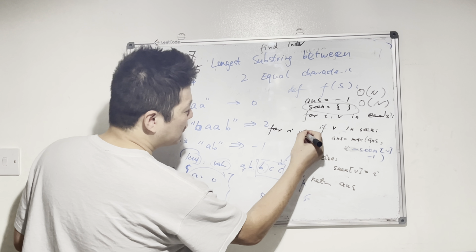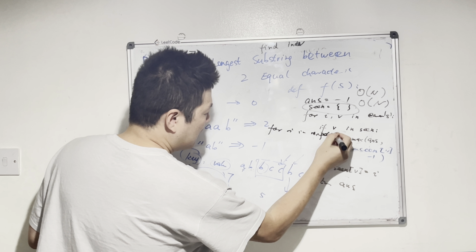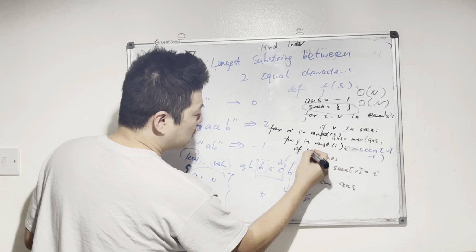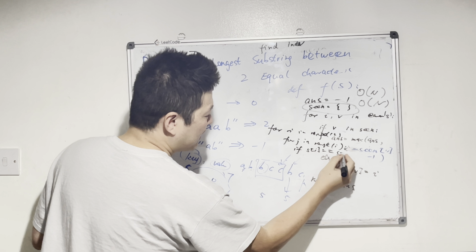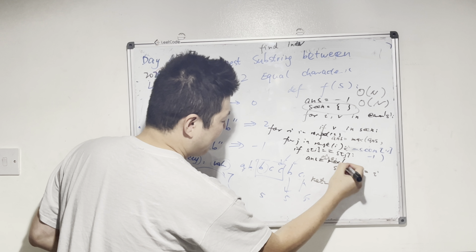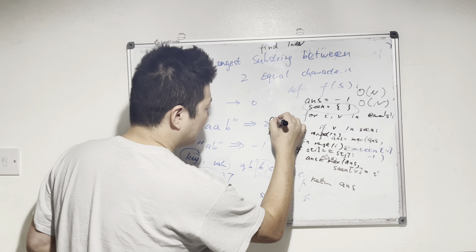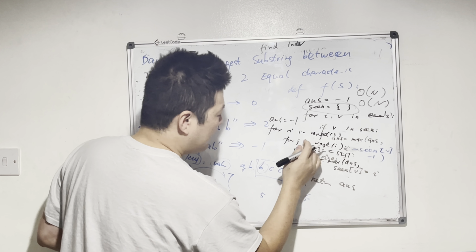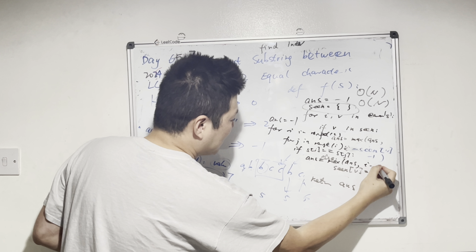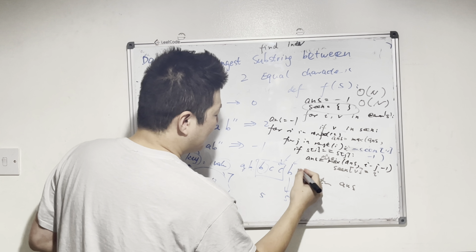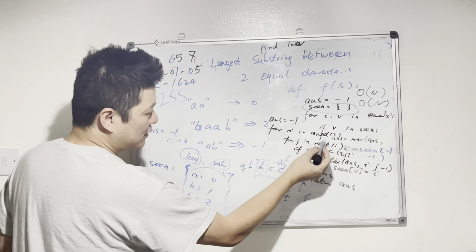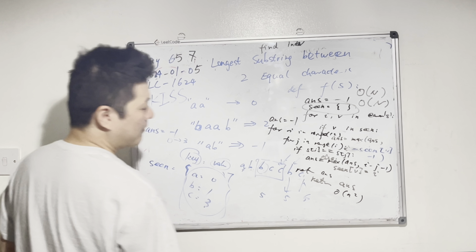For i in range n, for j in range i, if string i equals string j, if it's an equal character, then we can calculate the answer. The answer at the beginning is -1, and then j is the left index, i is the right index, so i minus j minus 1, right? And then return answer. The time complexity for this one, you see these two nested loops, so it's O(n squared).